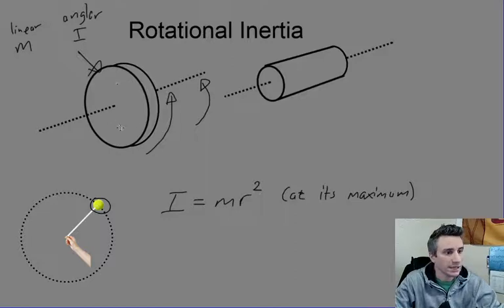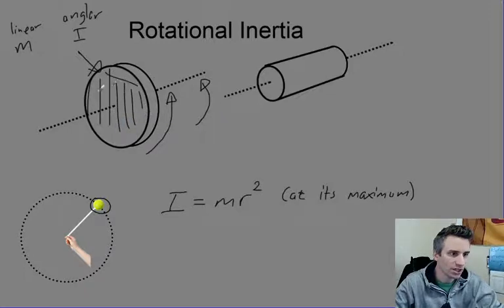For something like a solid disk, so assume that this disk is totally, I'm going to shade it in, so it's a solid disk, it is a continuous structure, then in that case, it would have a value of 1/2 mr squared.